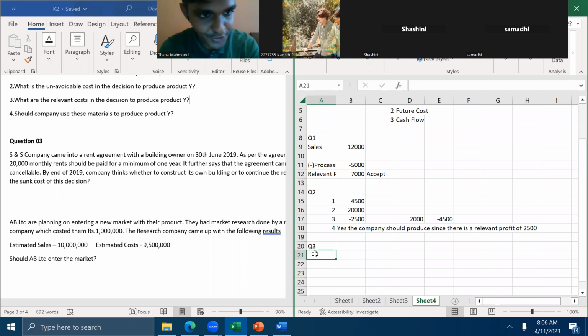Right. Let's move on. S&S company came into agreement with a building owner on 30th June 2019.